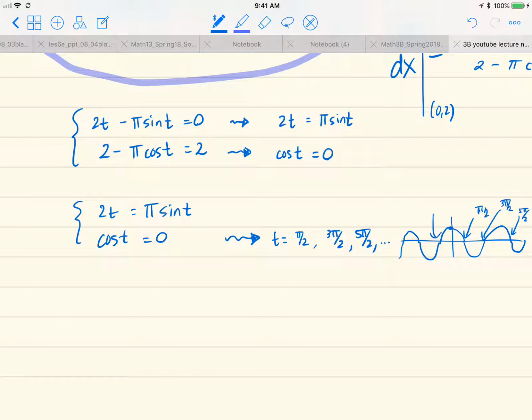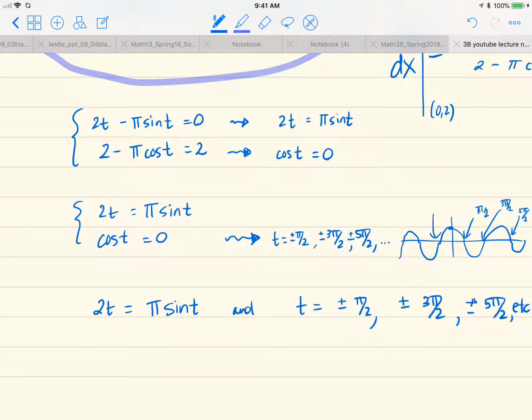And there's nothing special about the positive values of t. We can also have negative values, so we can put in plus or minus. Now we've got to figure out for what values of t do we have 2t equal to pi sine t, and t is equal to plus or minus pi over 2, plus or minus 3 pi over 2, plus or minus 5 pi over 2, etc.